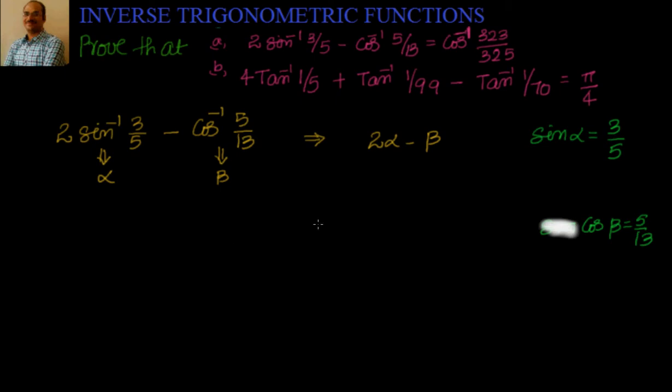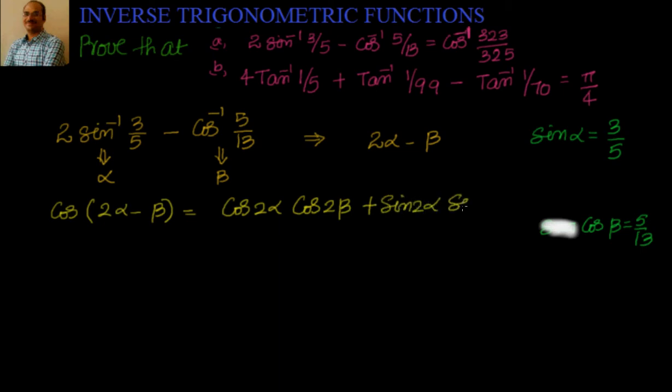Right. Now what we want to do after that, I want to apply cos on the left side and right side, so that cos of 2 alpha minus beta is equal to cos of cos inverse of 323 by 325. That's nothing but equal to 323 by 325. So let's apply that. If I apply on the left side, I will have cos of 2 alpha minus beta, that is nothing but equal to cos 2 alpha cos beta plus sin 2 alpha sin beta.